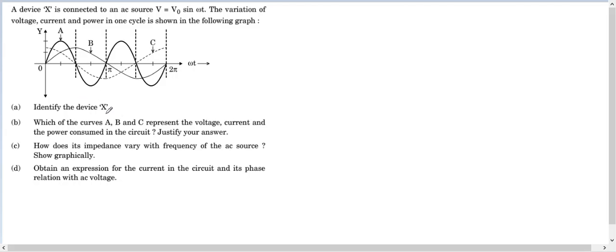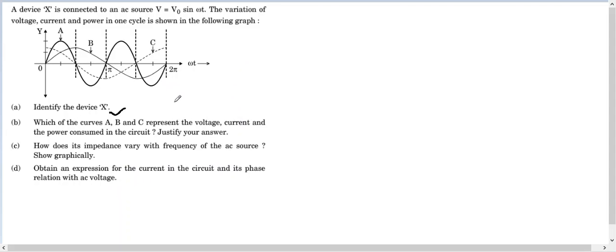The first is identify the device X, then which of the curves A, B and C represents voltage, current and the power consumed in the circuit, and the third part, how does its impedance vary with the frequency of the AC source, show graphically, and then the last part, that is obtain an expression for the current in the circuit and its phase relationship with the AC voltage.